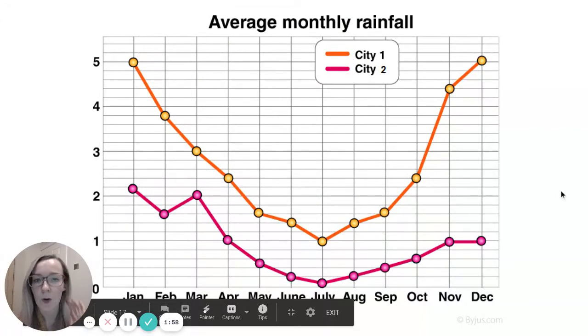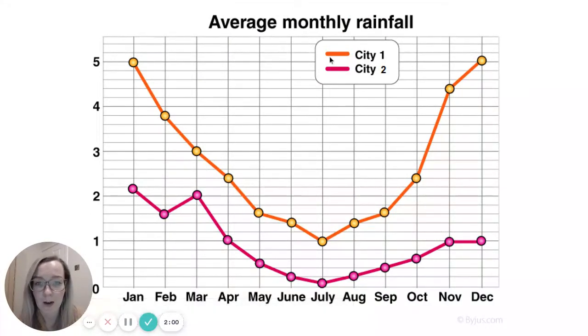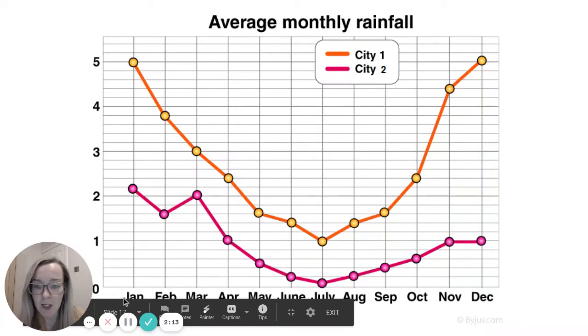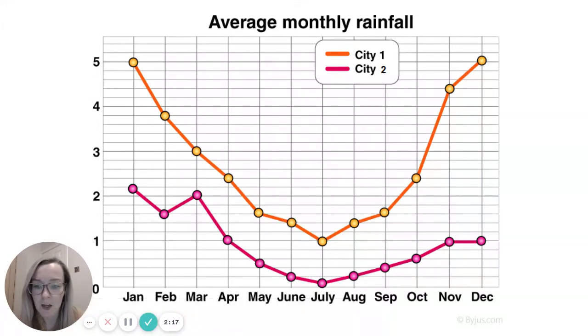okay, this is if we were going to measure the rainfall again, but this time we're looking at 2 different cities. So our key here tells us that the orange line is showing us city 1, might be Edinburgh, and city 2, which is, let's say, Glasgow. Same again, check our x-axis and it shows you the months of the year that we are checking the rainfall for. So remember, it's over a period of time. It's continually changing, which is why we're using a line graph instead of a bar graph.